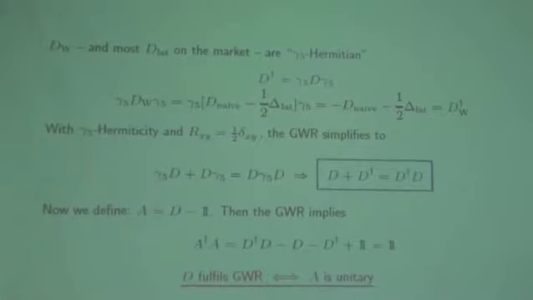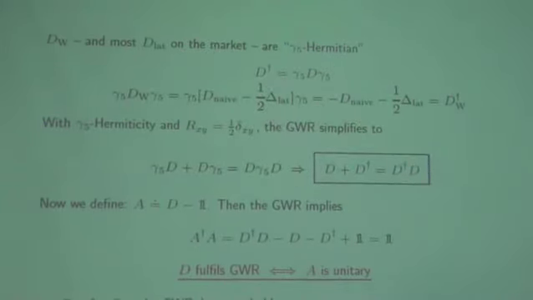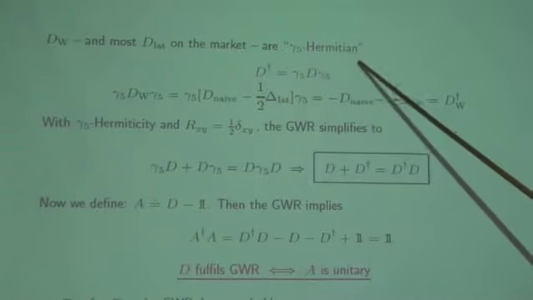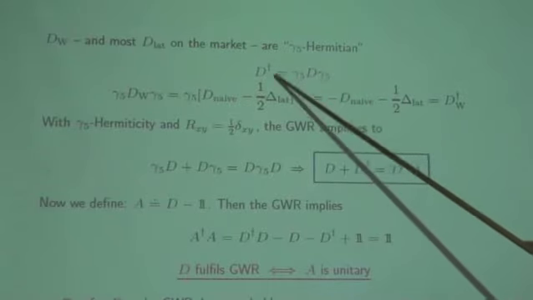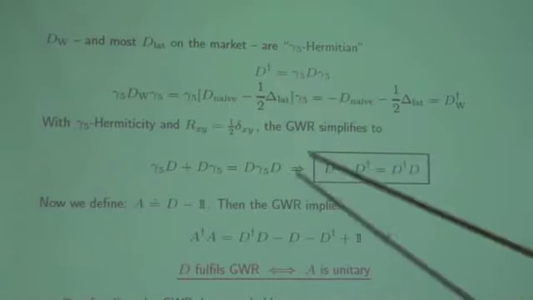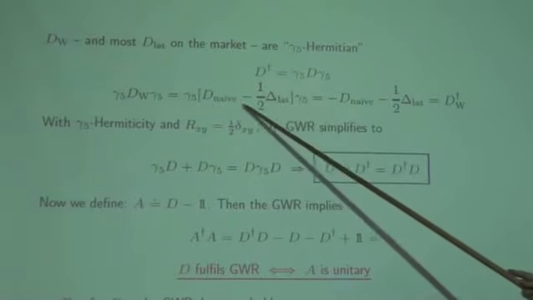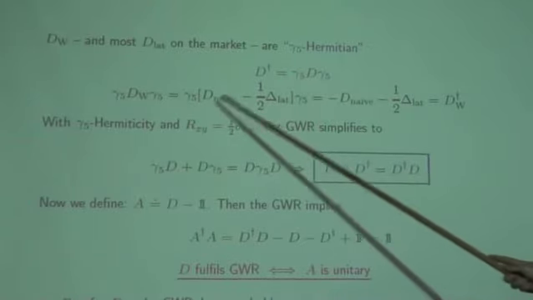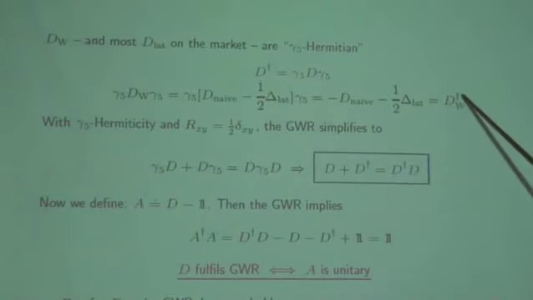So, first of all, a Wilson fermion, and practically all lattice fermions on the market have a property called gamma-5 hermiticity. That means if we sandwich it between gamma-5, gamma-5 d gamma-5, we get the dagger. So this is true for the Wilson fermion. Here we have the naive fermion, which changes the sign with the gamma-5 because it anticommutes with gamma-5, and this does not change the sign, so we get exactly the Wilson dagger.